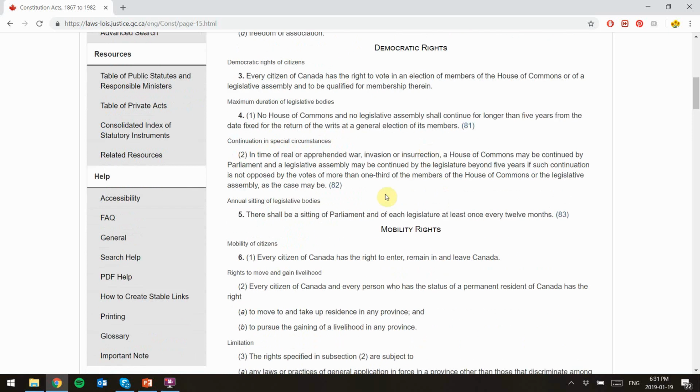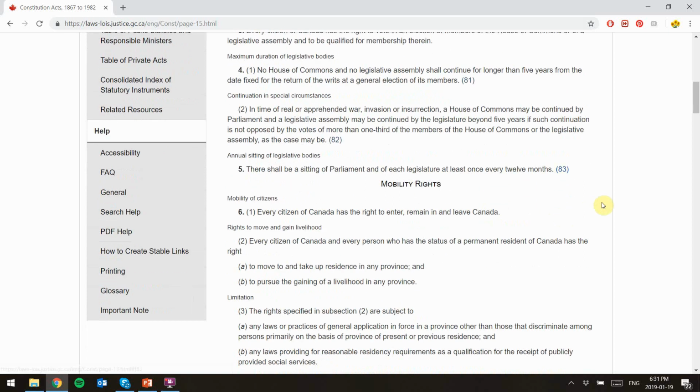Now, you'll notice that this is enshrining this right to vote that was not actually a right to all Canadians until 1960. Some ethnic groups were not allowed to vote until 1960. So this is enshrined in the Constitution through the Charter of Rights and Freedoms now.